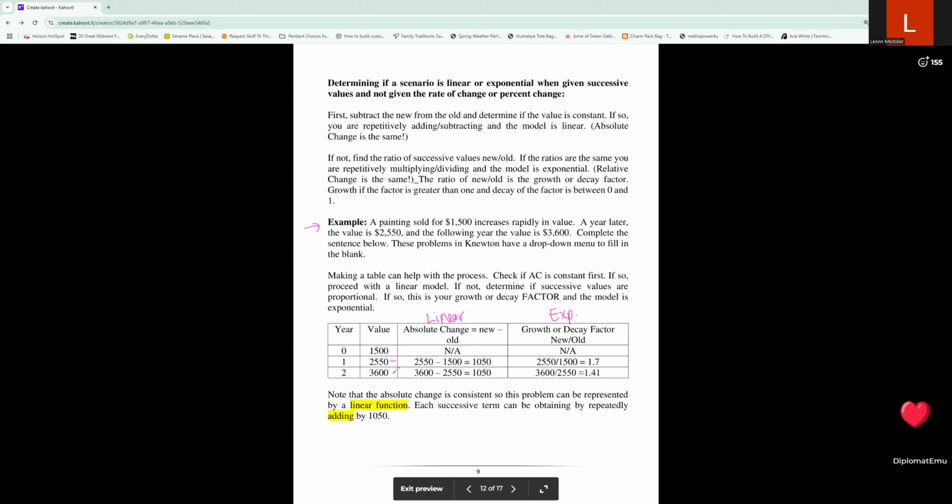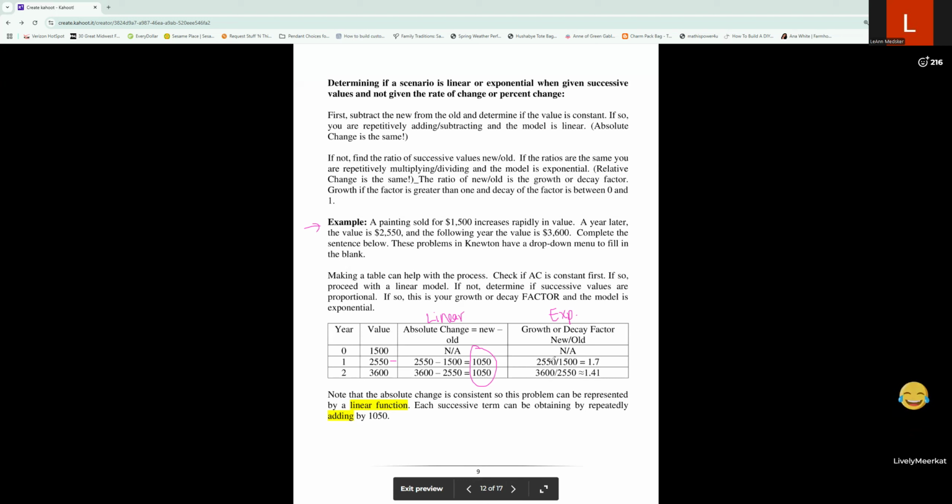If you go to the next one, the new year value now is 3,600 minus the previous year, which was the 2,550. Notice this is constant. This is exactly the same increase in dollars every single year. To check if it's exponential, now you can't be both at the same time, you just do new divided by old. And if that comes out to the same decimal every single time, you know you have an exponential relationship because you're growing by the same percentage increase or decrease, okay?